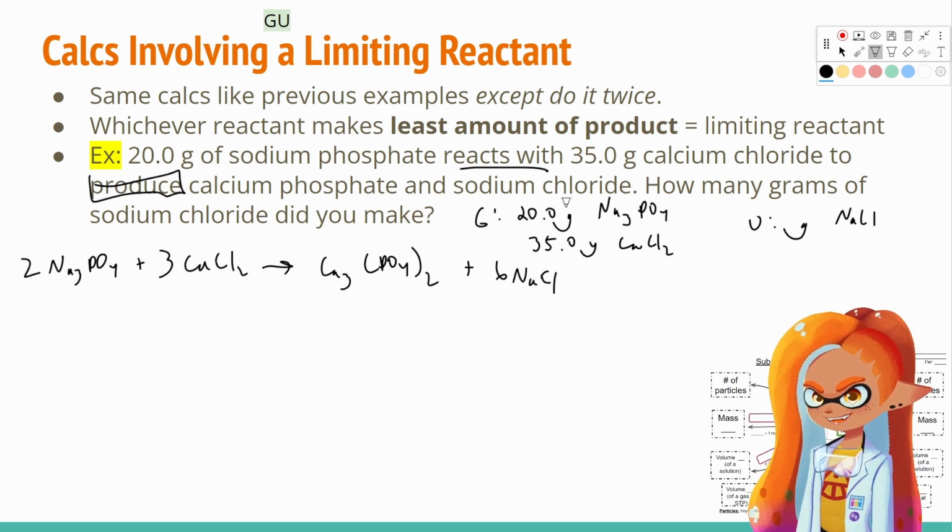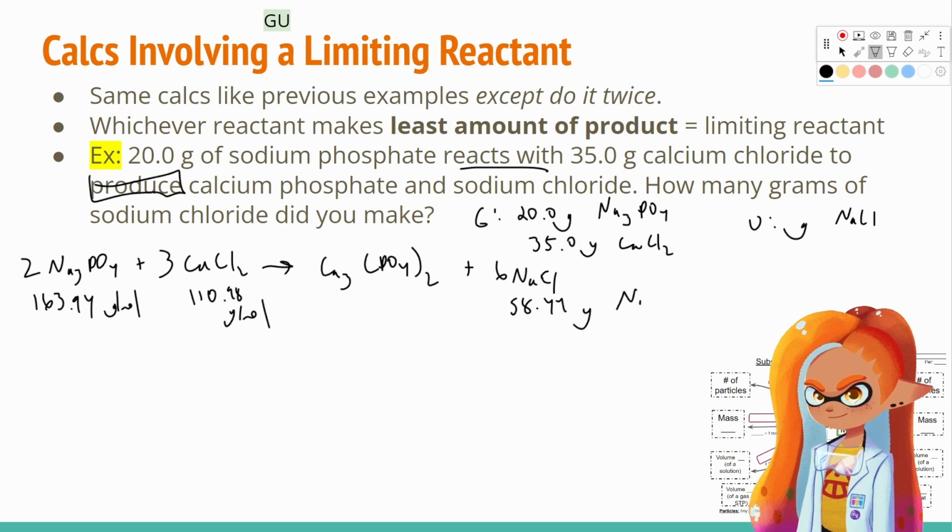And so I noticed I have grams here, and I'm trying to go to grams, so I need the molar masses of everybody. So I'm just going to write it on the bottom here. If you do the calculation for Na3PO4, you're going to get 163.94. Again, this is molar mass, so grams per mole of the first one. Calcium chloride is going to be 110.98 grams per mole, and then the NaCl is going to be 58.44 grams per mole of NaCl.